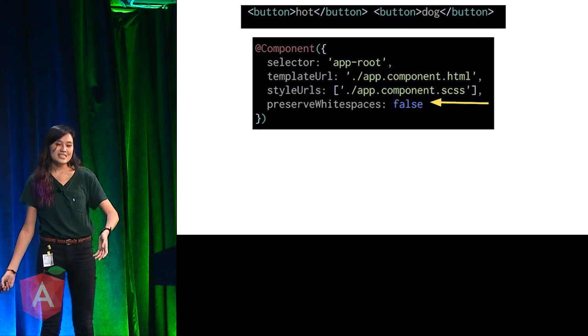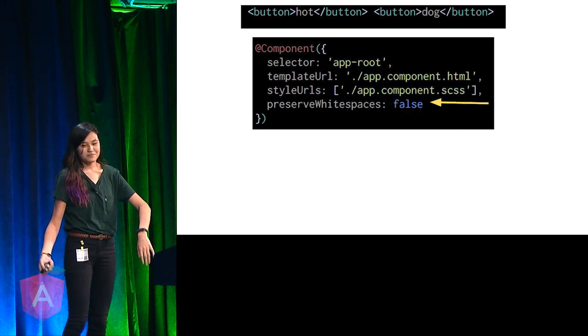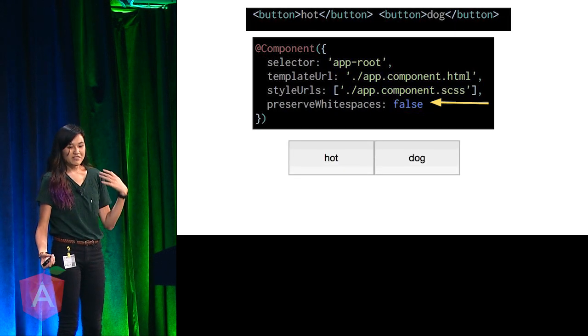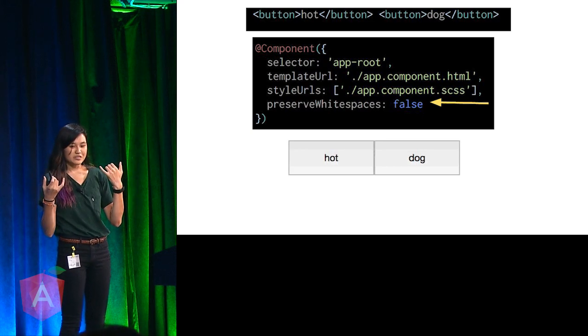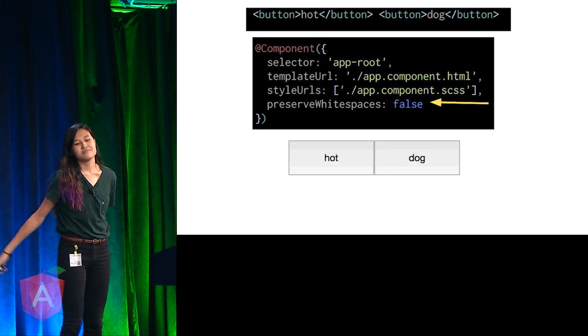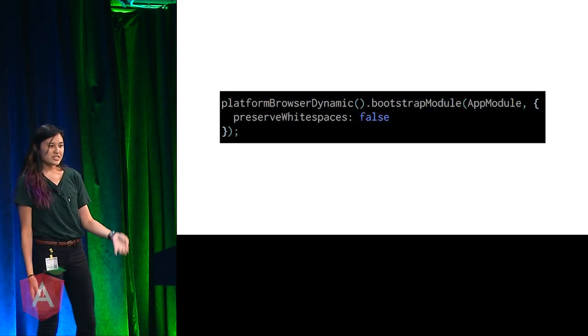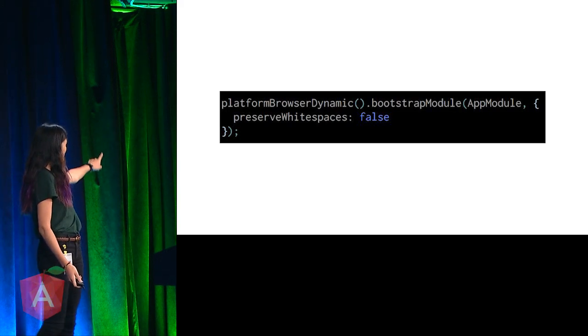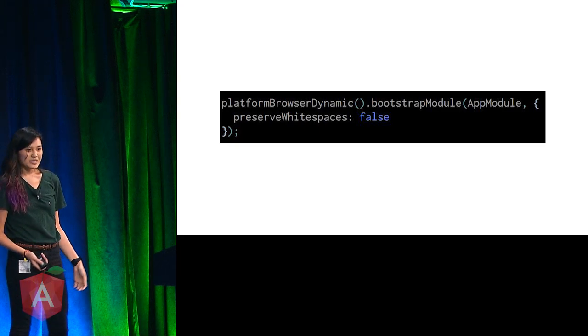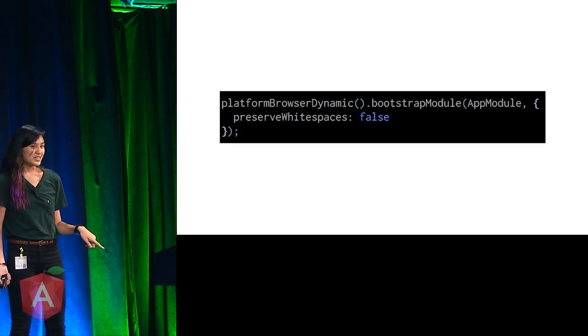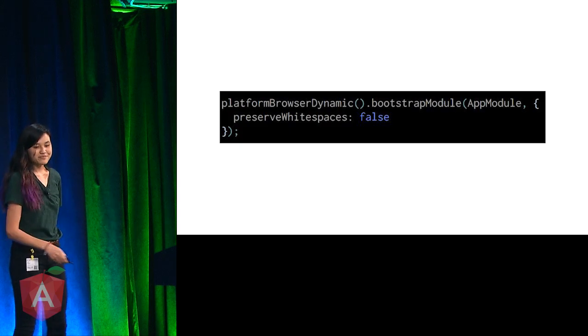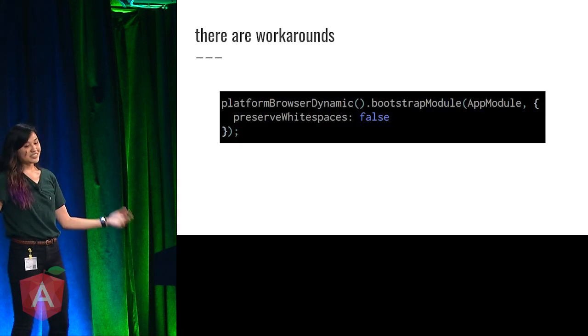When preserve white spaces is set to false on a component, and you have the same two buttons, they will not have the space in between. You can also set it globally, as you can see here. Right now it is defaulted to true, but that could change in the future. There are also workarounds to this.